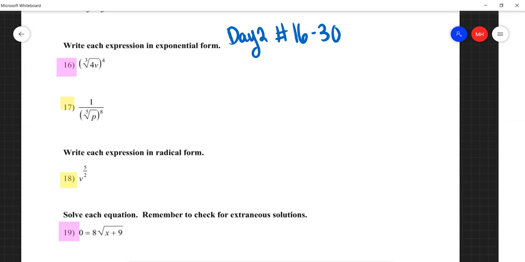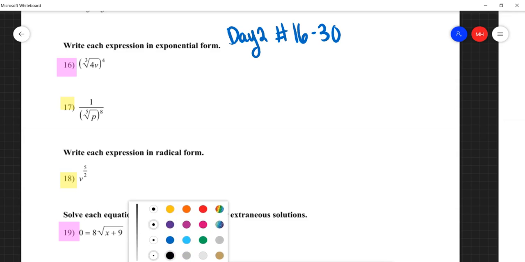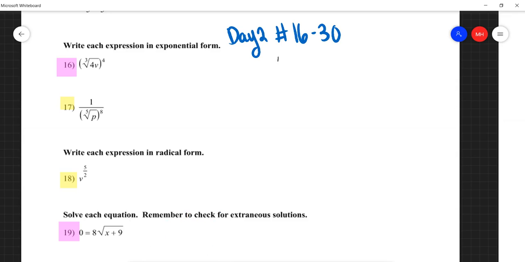So if we have the nth root of x to the m, or you could also see it as the nth root of x all to the m, we rewrite these two things that are in radical form as x to the m over n. So these are radical form, and this one is exponential.